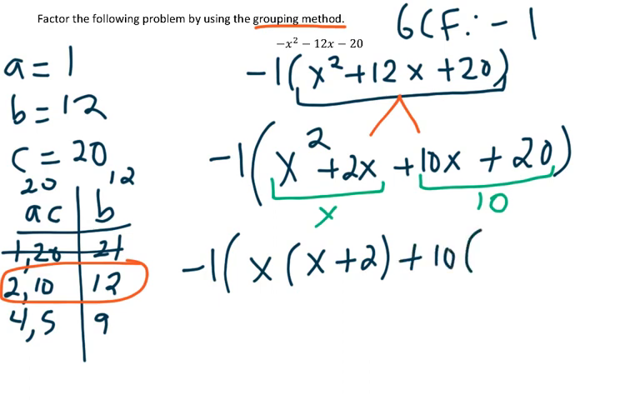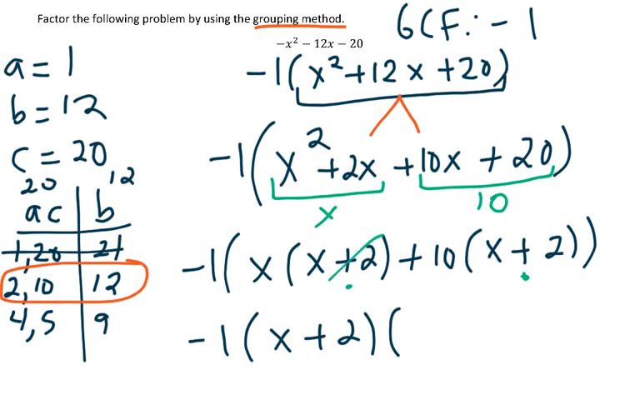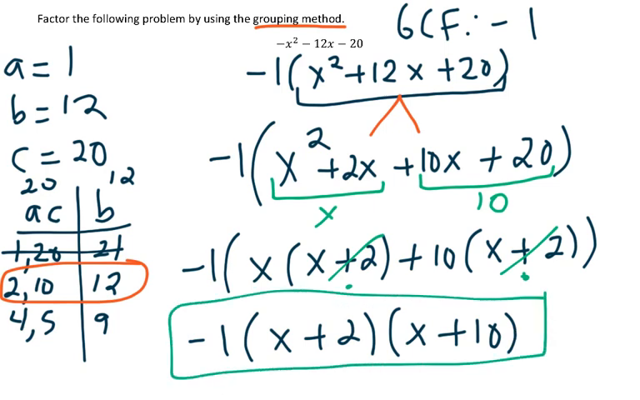And then I factor out my 10. 10x divided by 10 leaves me with x. 20 divided by 10 leaves me with 2. Again, those two leftover parts are the same, so I can move them into the front. X plus 2, and I factored them out, so I'm left with x plus 10. So this was factor by grouping, and I got my expression in factored form.